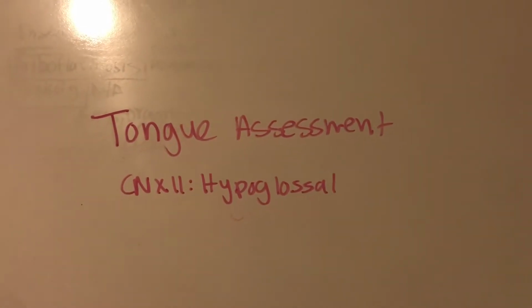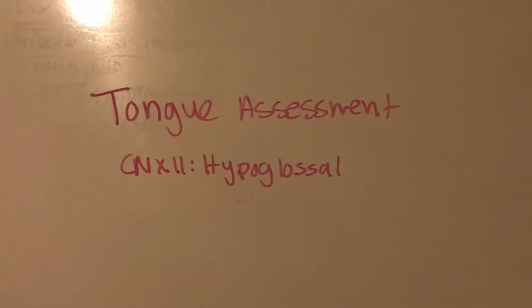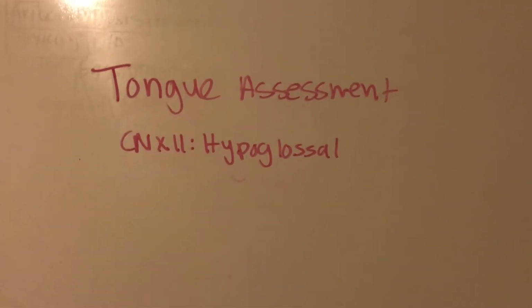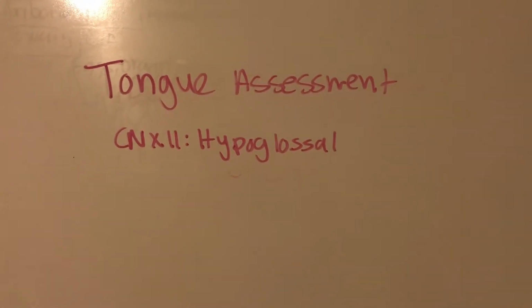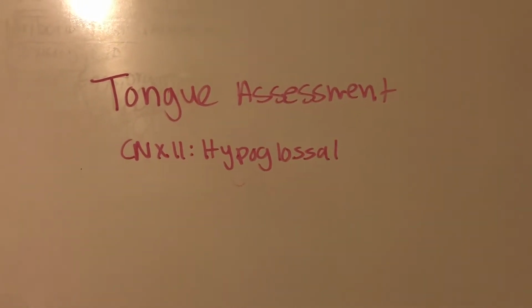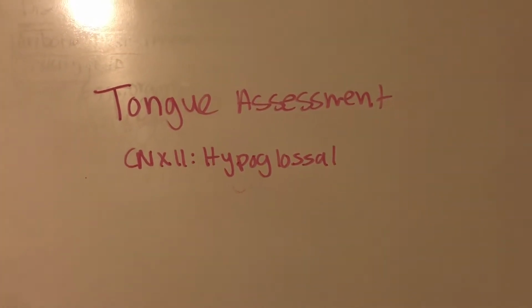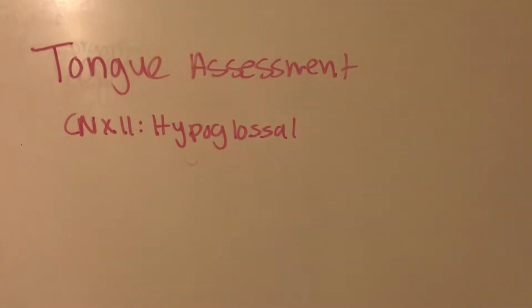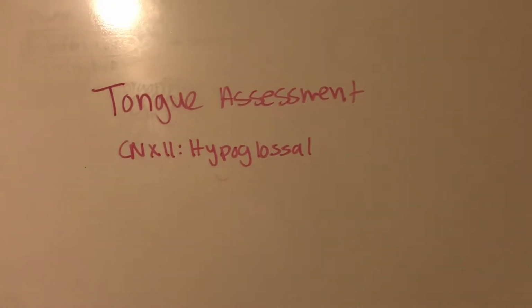All right, now we'll be going over a tongue assessment, and this is going to be assessing cranial nerve 12, which is the hypoglossal nerve. The hypoglossal nerve innervates most of the extrinsic and intrinsic muscles of the tongue, and we're going to be assessing by having the patient just stick their tongue out, and we're going to check it for symmetry.